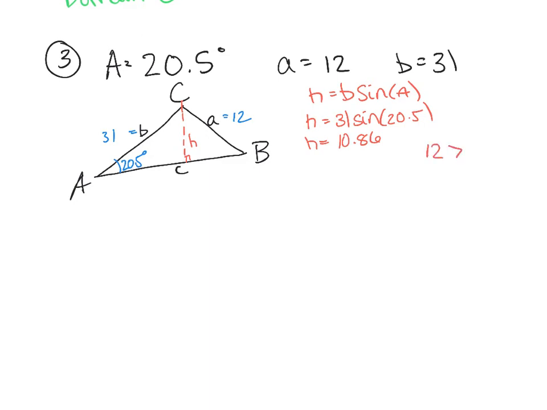I see that 12 is larger than 10.86, so my opposite side is greater than my height. That's good. It means we have at least one solution, but let's keep checking. I also see that 12 is less than 31, or that my opposite side is less than my adjacent side. So when we see that, we go, oh no, that's going to give us a two-solution problem.